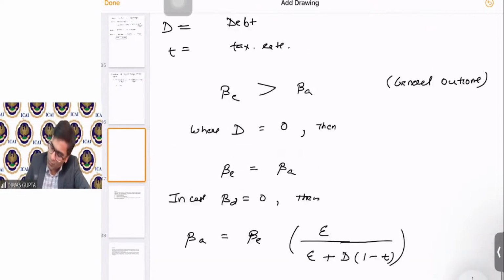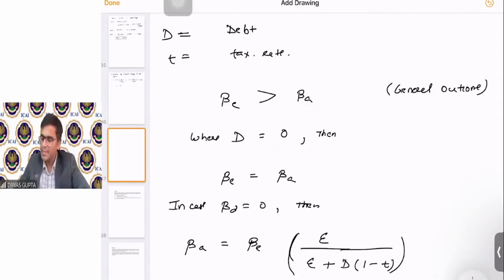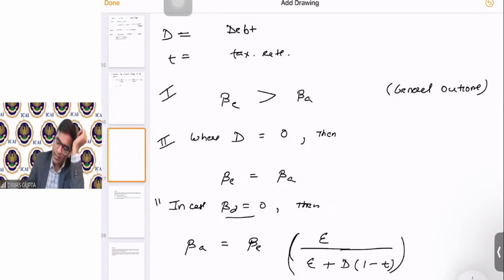So asset beta will be equal to the equity beta adjusted for the equity proportion in the overall capital, students. Okay, this is the case where BD is equal to zero. The debt beta is equal to zero. Then this is the formation. So this is the first case. This is the second case, and this is the third case.